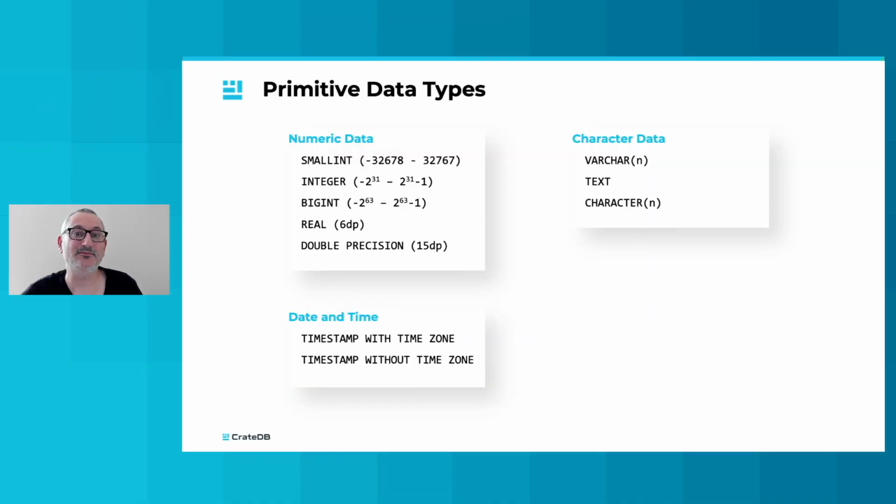Date and time data is stored using the timestamp data type. A timestamp represents a specific date and time as a number of milliseconds since the Unix epoch. There are two variants of this data type. Timestamp without time zone assumes all values are in UTC.